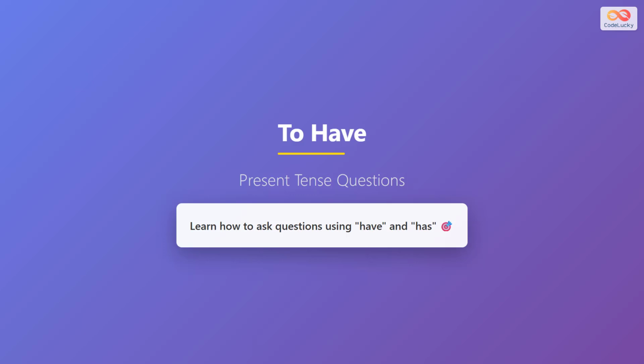Welcome to this English learning lesson. Today we will learn how to ask questions using the verb to have in the present tense. This is an essential skill for everyday conversations in English.